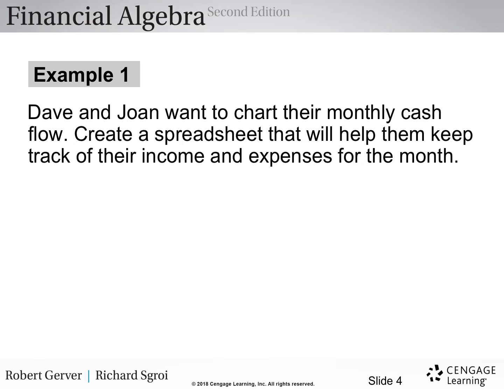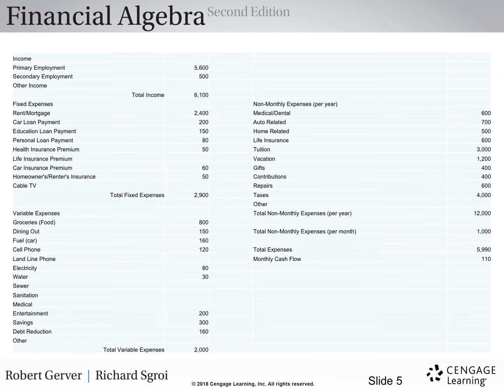So let's look at an example here. Dave and Joan want to chart their monthly cash flow. Create a spreadsheet that will help them keep track of their income and expenses for the month. So here's a spreadsheet they came up with, and it's divided into various sections. The top left here is pretty much income. This is the amount of money that you have coming in from your primary employment, secondary employment, any other income, but this basically indicates income coming in.